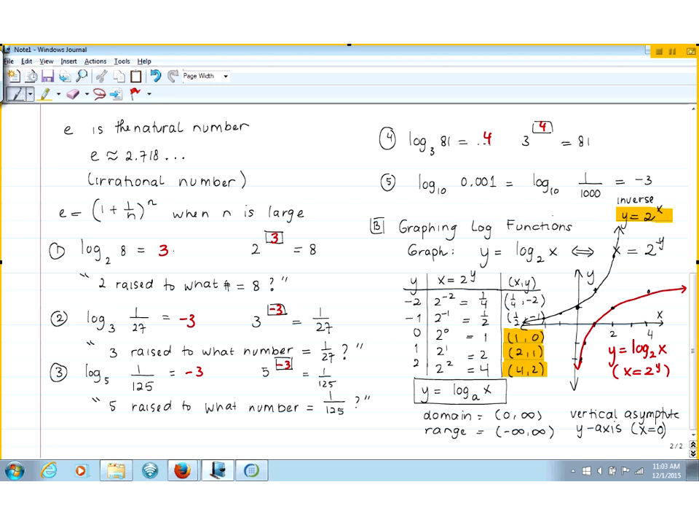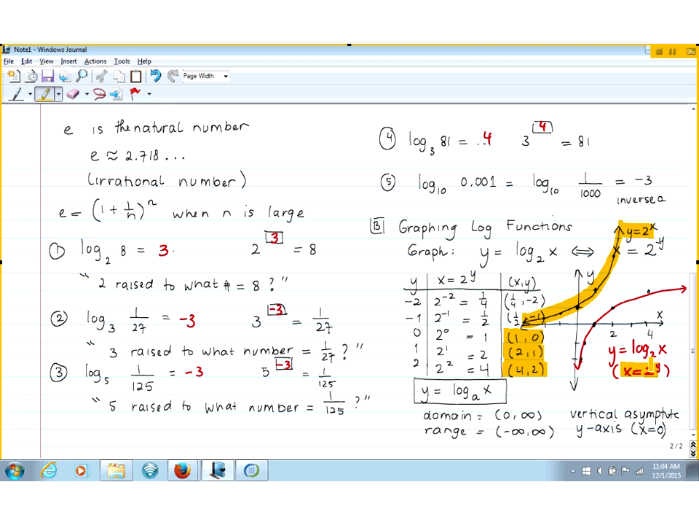This is the inverse of x is equal to 2 to the y. So this is y is equal to 2 to the x, which is this graph. This graph, y equals 2 to the x, is the inverse of x equals 2 to the y. Okay, good. Actually, we don't have to graph the other thing.